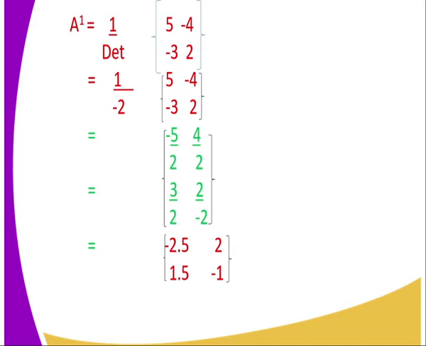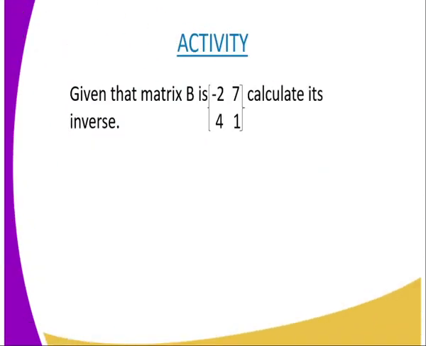Then from there, we have come to the end of today's lesson, and I'm going to give you an assignment. The question that you are supposed to attempt is only one. It is given that matrix B is given as negative 2, 7 in the first row, as you can see, it is well illustrated here. And in the second row, there is 4, 1. That is the matrix B.